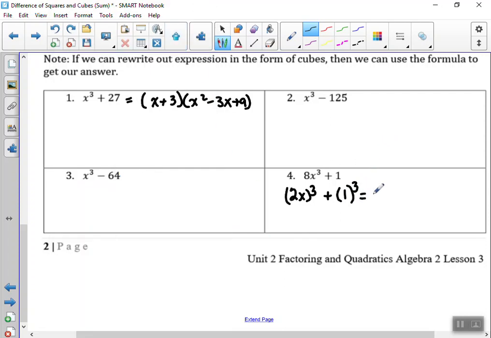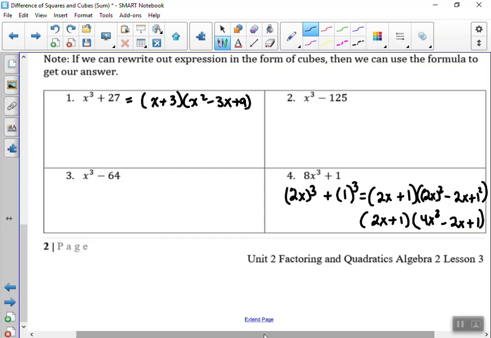Okay, and then you're going to use the formula. Let me see if I did this right. 2x, I know it's the same sign, plus 1. And then this is 2x squared minus 2x plus 1 squared. So if I were to clean this up, I would have 2x plus 1, 4x squared minus 2x plus 1.